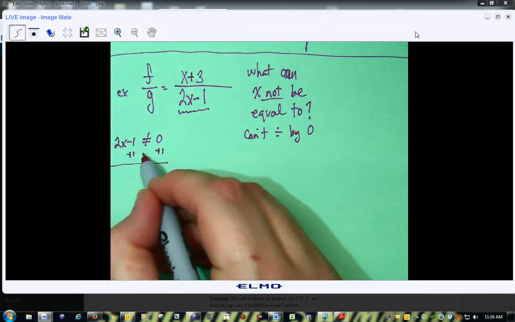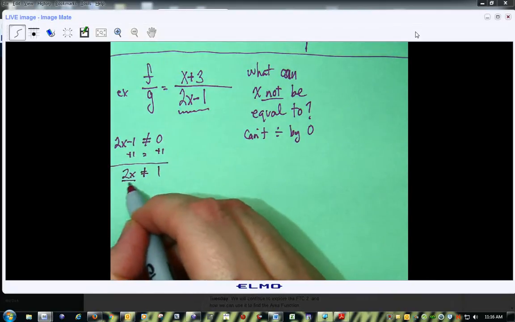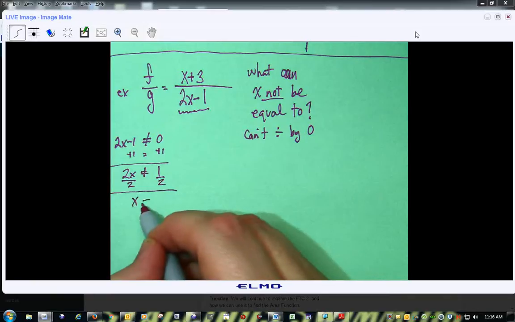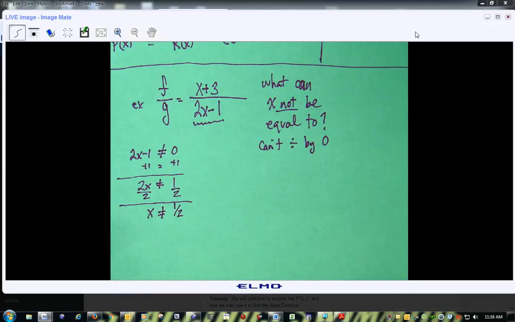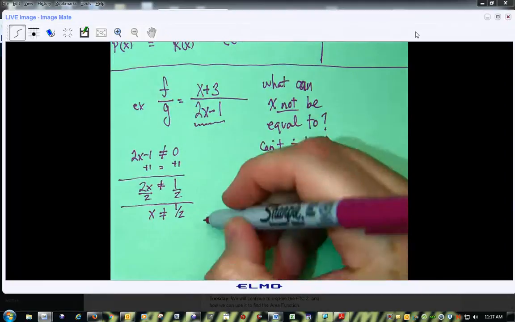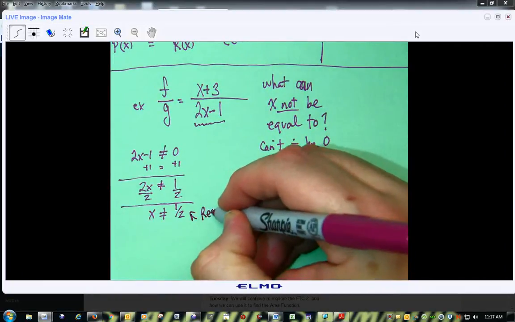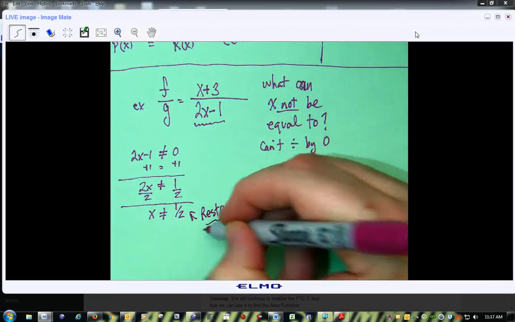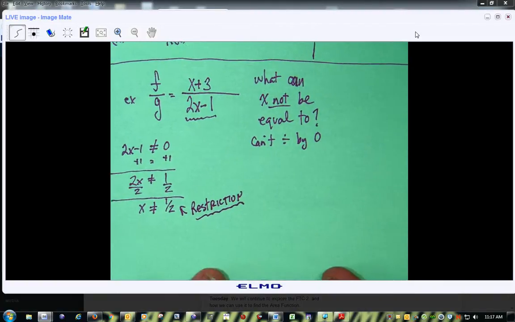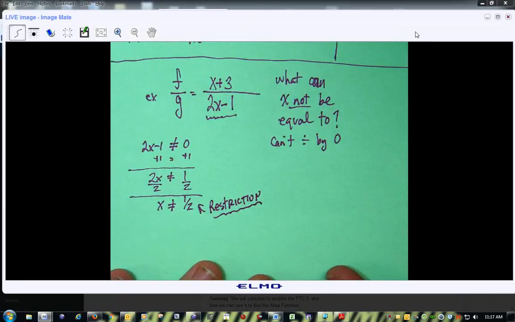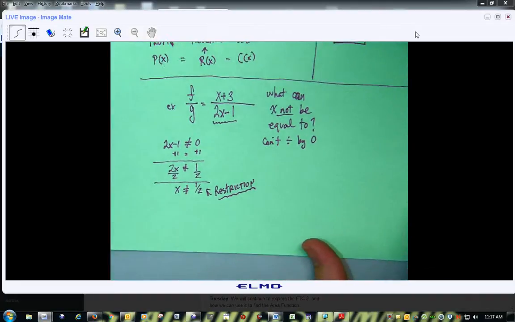So 2x cannot be equal to 1. Divide by 2. x cannot be equal to 1/2. If x is equal to 1/2, we can't plug that in and get a real answer. So that might be a question that you get. All right. Come up with f divided by g and find out the restrictions on x. So that's a good restriction there. Restrictions on the domain, that's the only x value that won't work. Everything else is going to work perfectly.